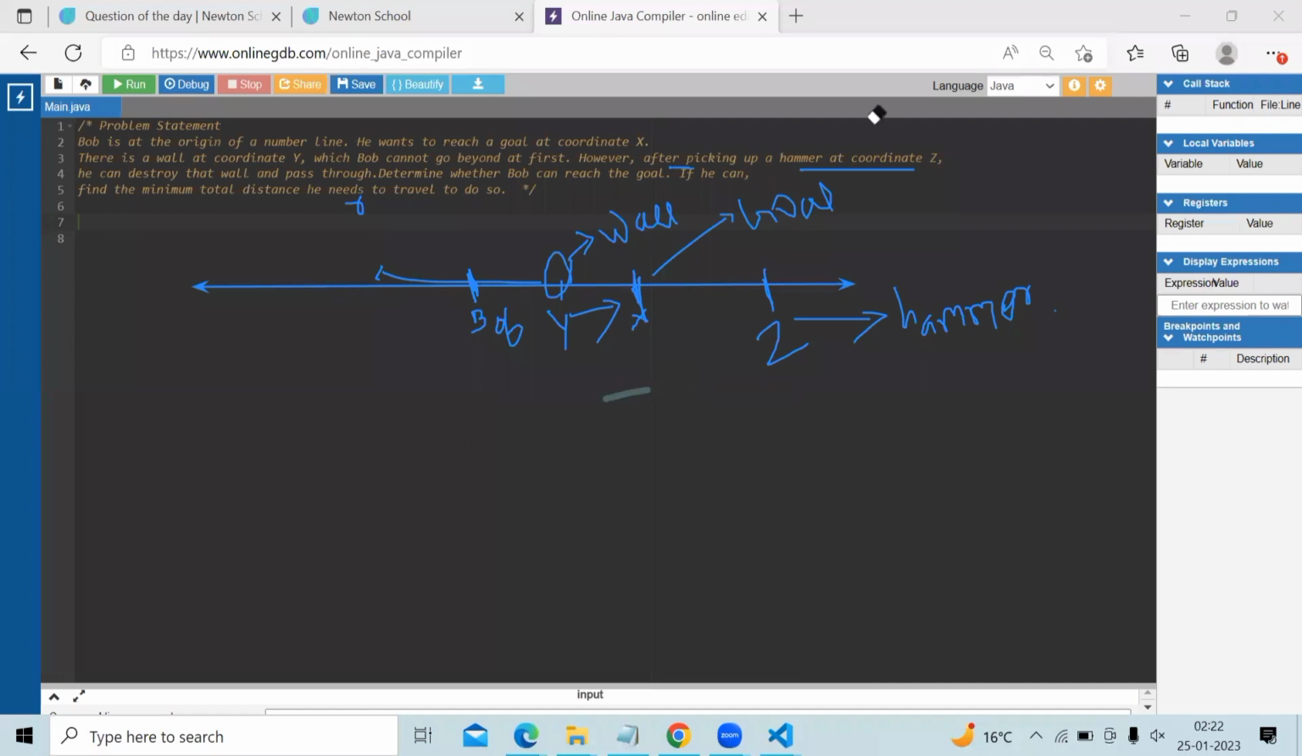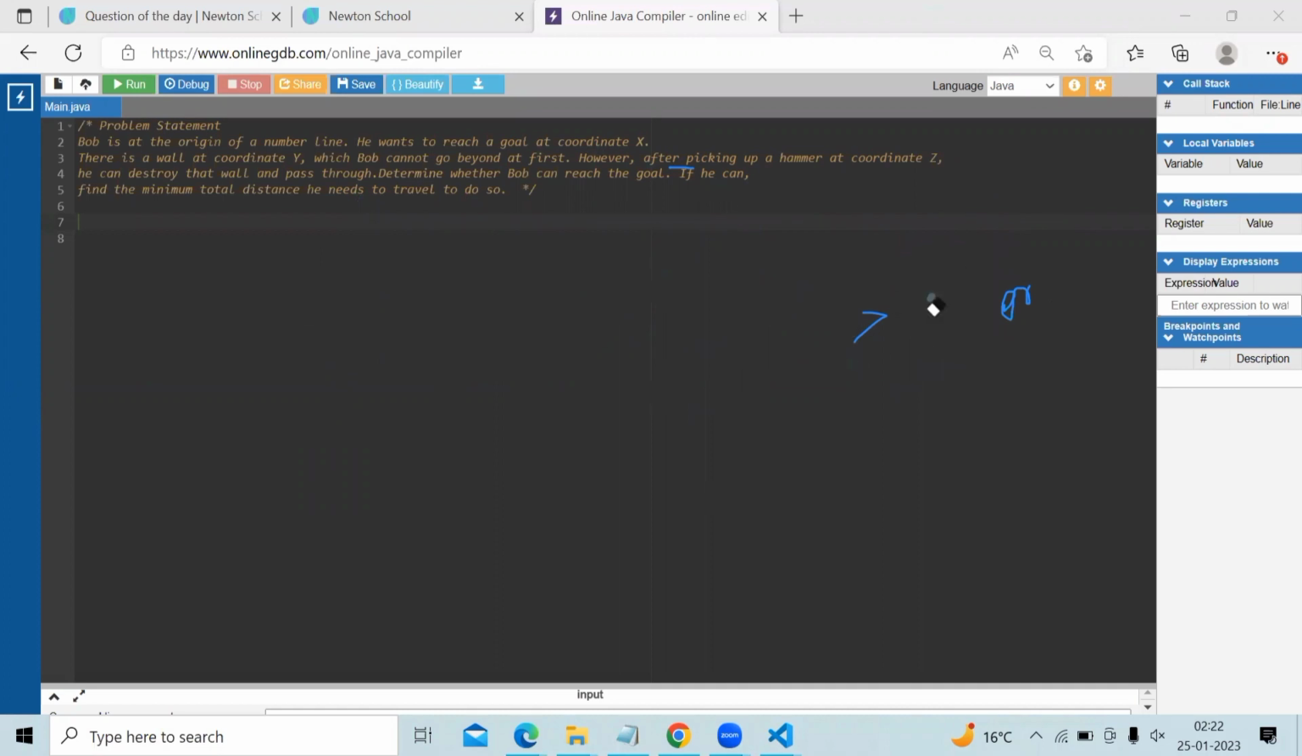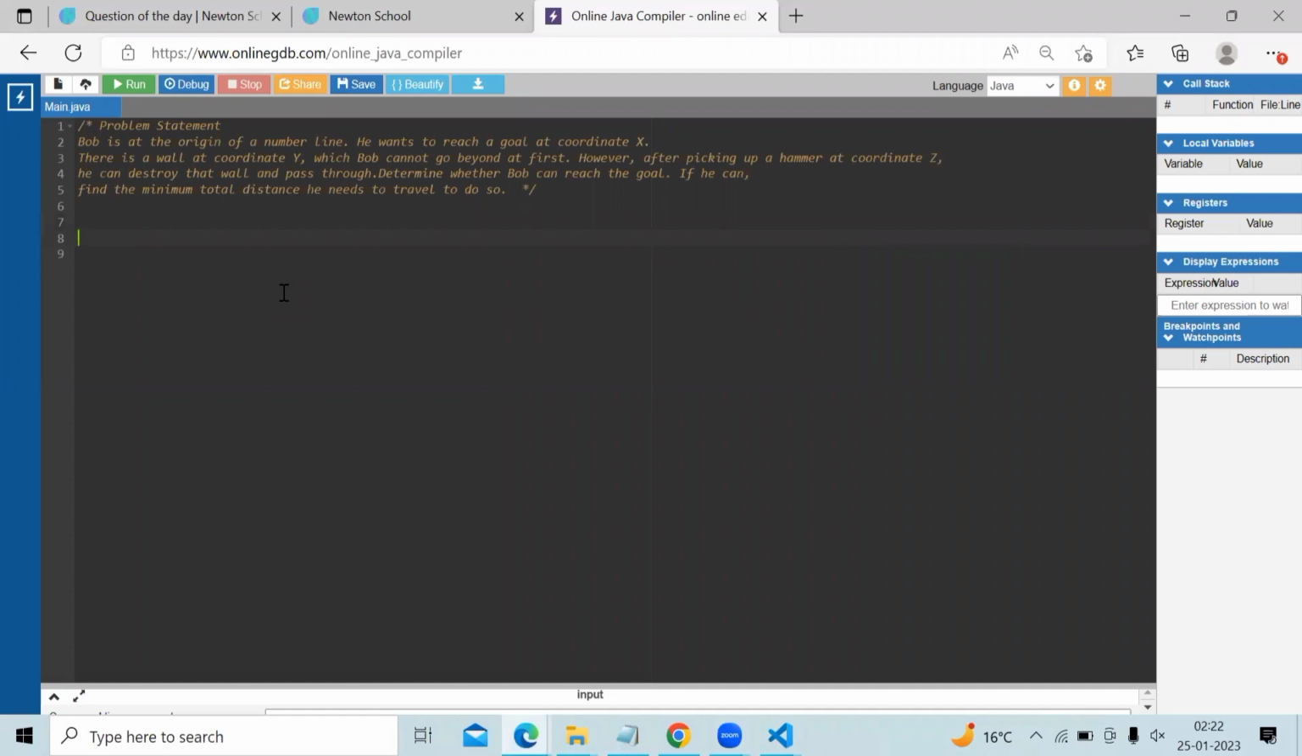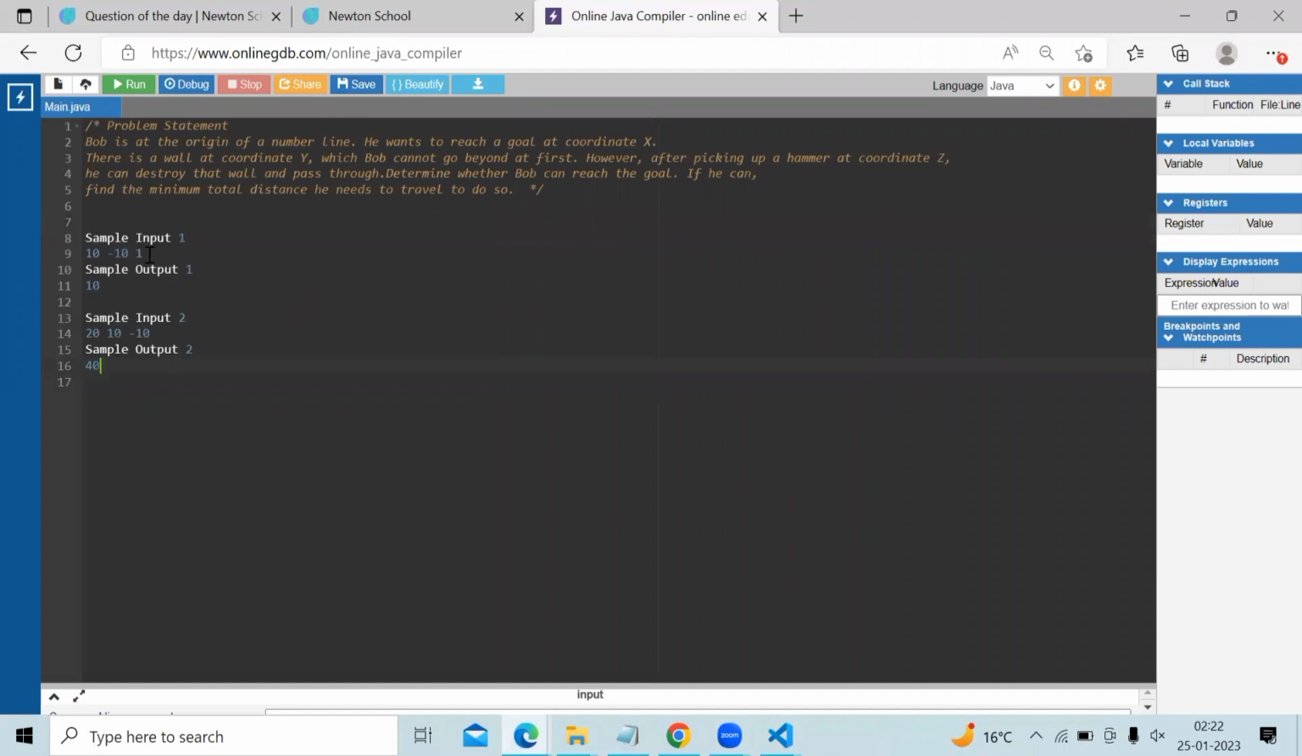Now let's see by using sample inputs. So what I can do, simply I'll copy this and paste it here. These are the sample inputs. Now let's see by using this sample input. So I'll draw this number line. Then suppose this is the origin where Bob is standing. This is the position of Bob.